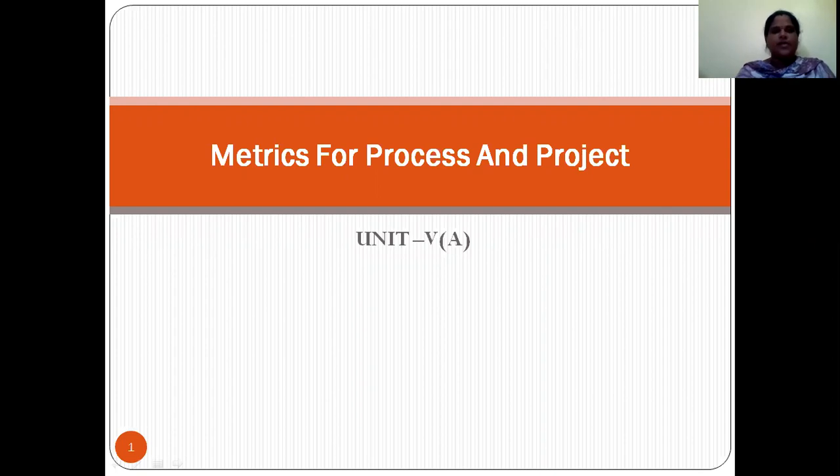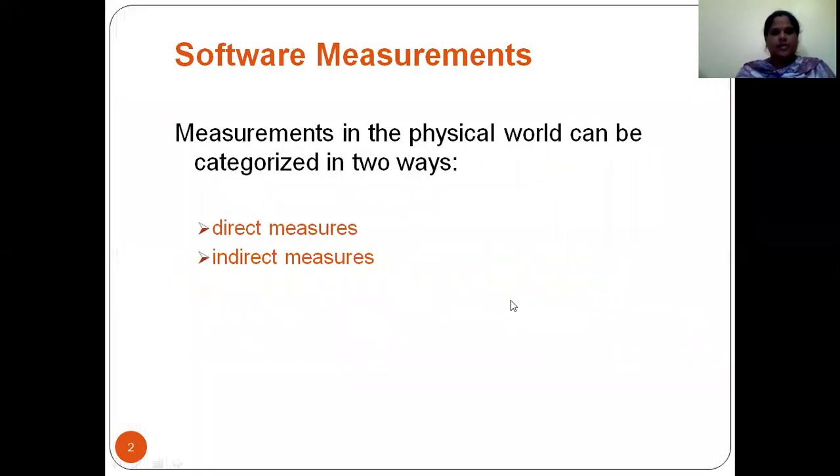So here we are going to discuss software measurements. Measurements in the physical world, and these measurements are categorized into two types: direct measurements and indirect measurements. First, we will know what direct measurements and indirect measurements are. Direct measurements are the lines of code we are writing and the requirements we are using for measuring it. This all comes under the direct measurements.